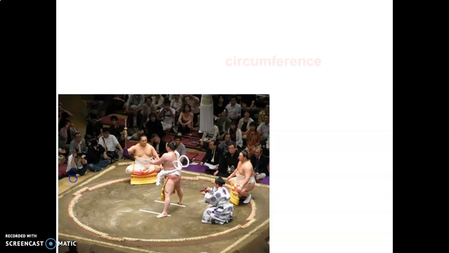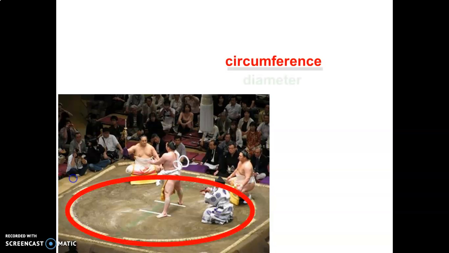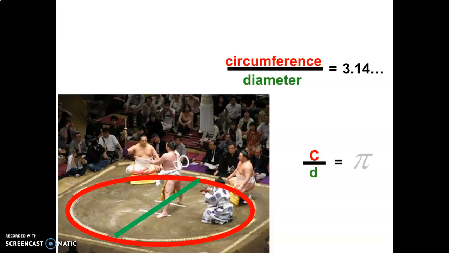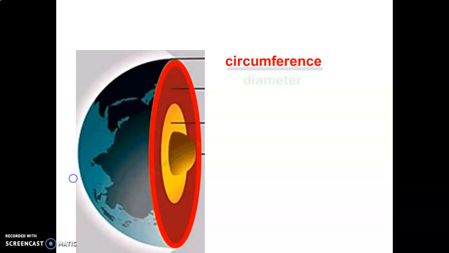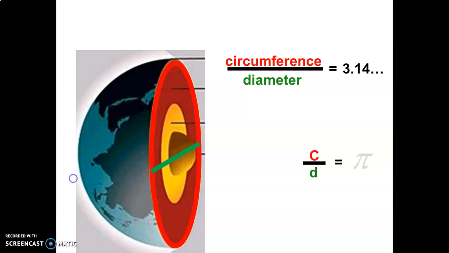How about in this sumo ring, which is also a circle? We take the circumference, we divide by the diameter, we will get pi. Circumference by diameter is always pi. Hey, surely this won't work for planet Earth. Well, it certainly will. We have a giant circle, circumference divided by diameter, we get pi again. That's a property that was discovered many thousands of years ago, and it's an important one.